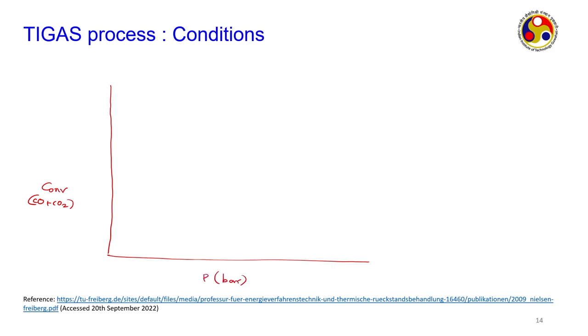If I want to draw the thermodynamics of it, again you have the y-axis, which is the conversion limit when CO plus CO2 is there. Conversion means how much is converted to CO and CO2, and then you have the pressure in bars. What is the appropriate pressure you need to use? First is pressure, then we will go to the molar ratio. First is pressure, so you have two variables.